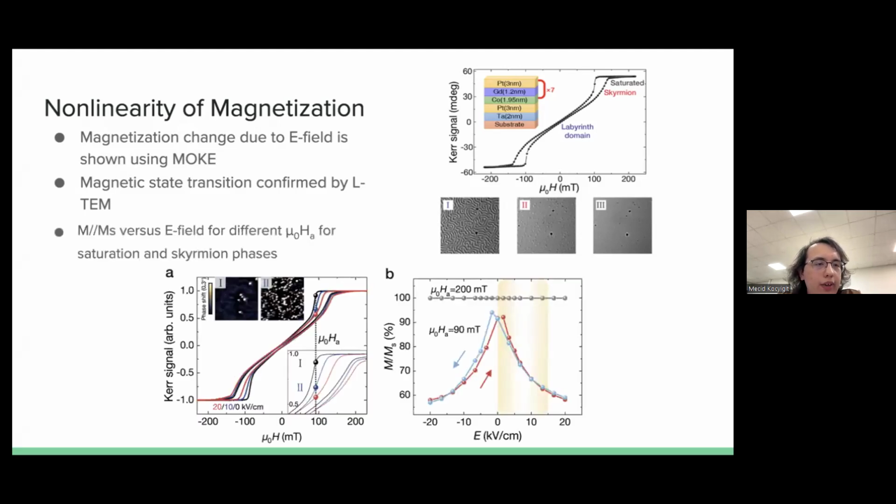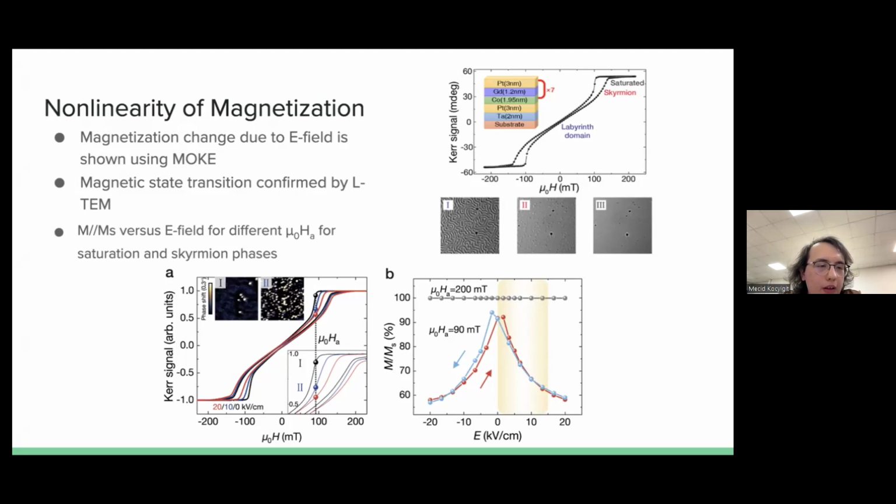When electric field is applied, the magnetization nucleation fields increase significantly from 100 to 150 milliteslas at electric field equals 20 kilovolts per centimeter, indicating that the skyrmion states are modified by the applied E fields. You can see in detail in the inset at the figure A.